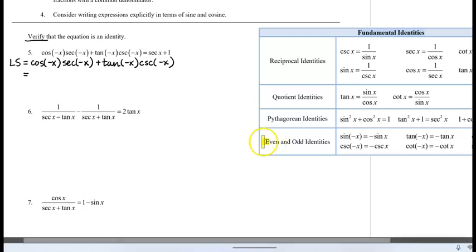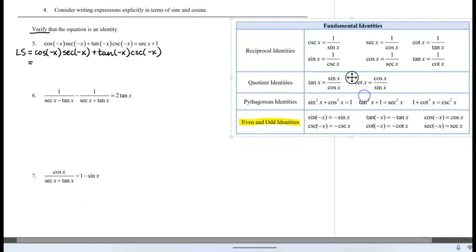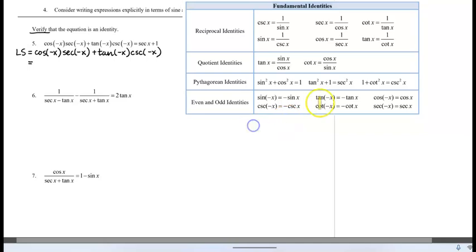And the way we do that is we're going to use even and odd identities. So for example, I can see that cosine of negative x is the same thing as just cosine x, because cosine is an even function. Secant of negative x is the same thing as secant x, because secant is also an even function. Tangent, however, is an odd function. So tangent negative x is negative tan x. And then cosecant is also an odd function. So cosecant negative x is negative cosecant x.